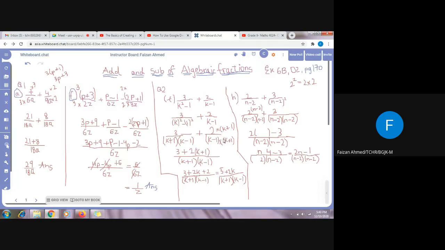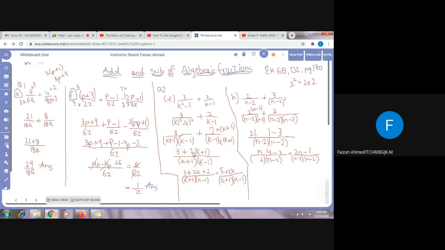So what will I do? I will multiply k plus 1 with the denominator and the numerator as well in order to make the denominators the same. When I do that, I will get the denominators the same, k plus 1, k minus 1, on both sides. Since the denominators are the same, I will write them once, k plus 1, k minus 1, and then in the numerator I will write 3 over here because I didn't multiply anything on this, and on this side I have multiplied with k plus 1.